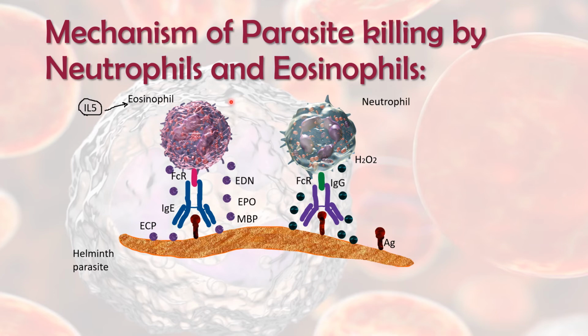In the case of eosinophils, their granules contain EDN, which means eosinophil derived neurotoxin, EPO, the eosinophil peroxidase, MBP, the major basic protein, and ECP, the eosinophil cationic protein. This combination of proteins present in their granules causes lysis of helminth parasites. So all these basically help in the killing of helminth parasites.